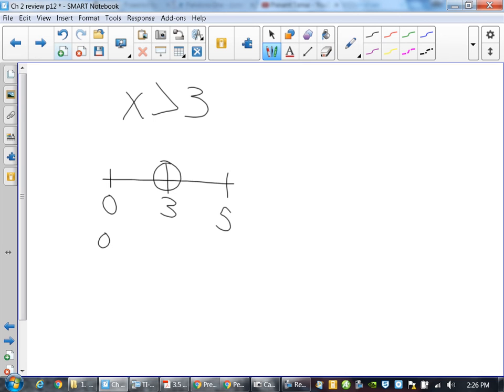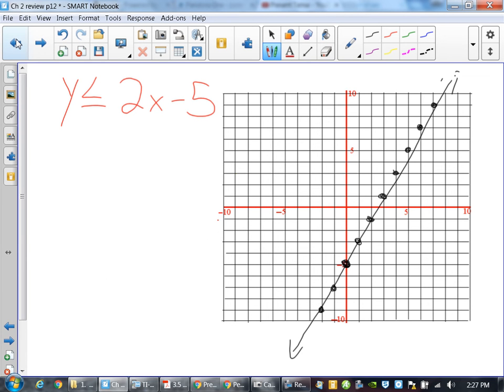Is 0 greater than 3? No. Is 5 greater than 3? Yes. So you always shaded towards the truth. The only thing that changes here, instead of being a single variable, it's 2 variables. So where can you find an ordered pair that is really, really easy to work with?